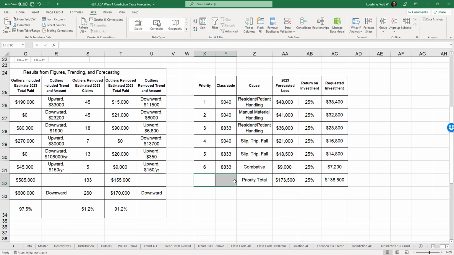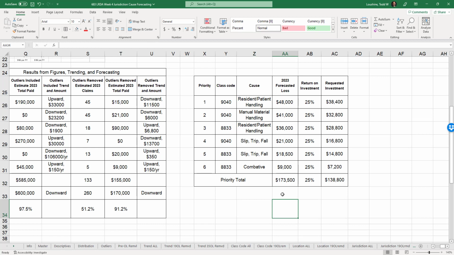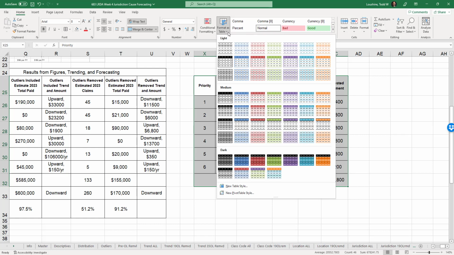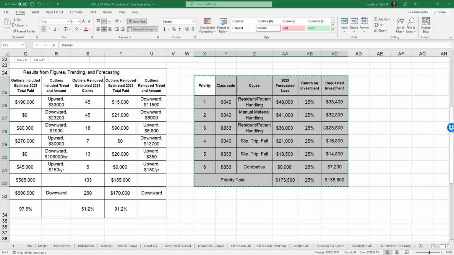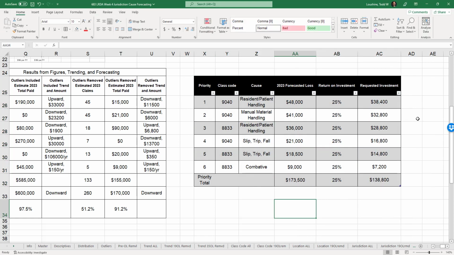So priority total, I think what I'll do is merge these. It's weird to have kind of like open there for that. It's kind of cool. I can highlight this now, format as a table. This is my number 1 table. You know what I mean? And some of you might have some different looks and things like that. What should I go with? I think I will go with this. Hit OK. Now, it changed it a little bit.